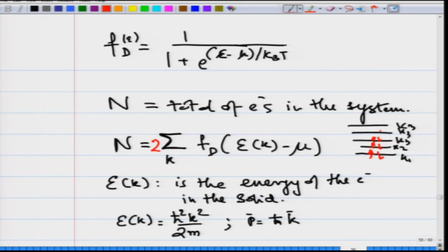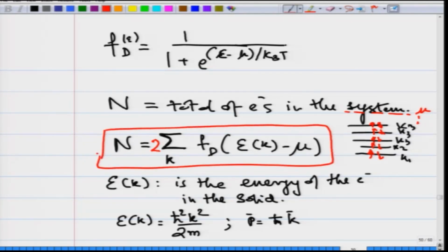So, if I take a sum of all this, if I continue like this, then up to mu, because above mu it will be 0, the total should be equal to the total number of particles. And that is the way we define the chemical potential mu, through this counting expression: if you take the total of the number of particles occupying a given state through this expression, then you will get the total number of particles inside the system.